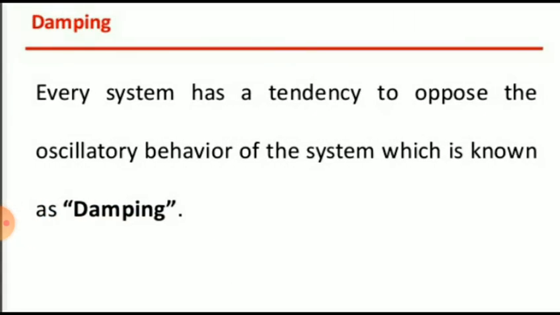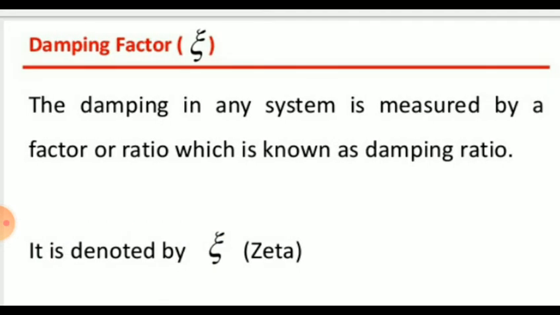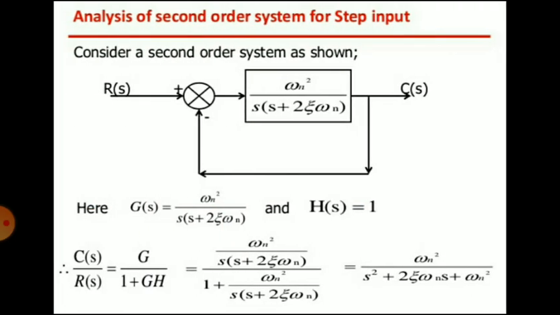Now what is damping? Every system has a tendency to oppose the oscillatory behavior of the system, which is known as damping. Now damping factor, that is zeta. The damping in any system is measured by a factor or ratio which is known as damping ratio. It is denoted by zeta. Then analysis of the second order system.